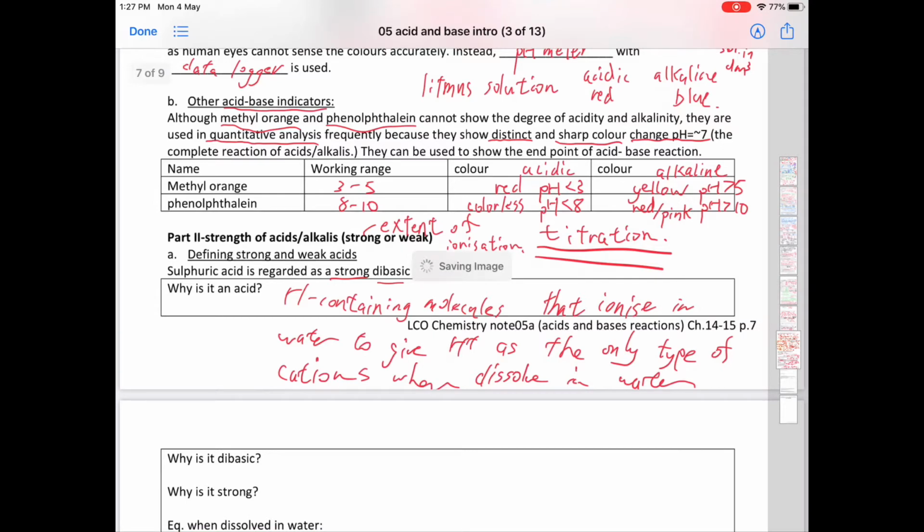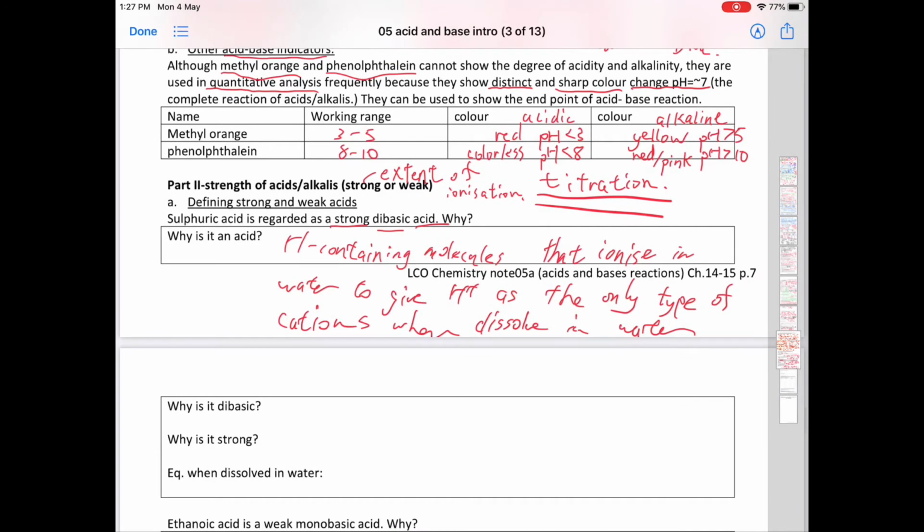And there are 2 more things you have to explain. The second one is why is it called dibasic? Dibasic means that one molecule of it can ionize 2 hydrogen ions at maximum, or in other words, it has 2 ionizable hydrogen. And finally, why it's called a strong acid. As I mentioned before, it depends on the extent of ionization.